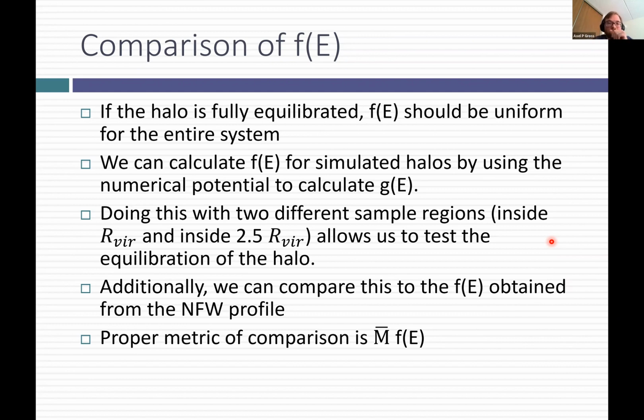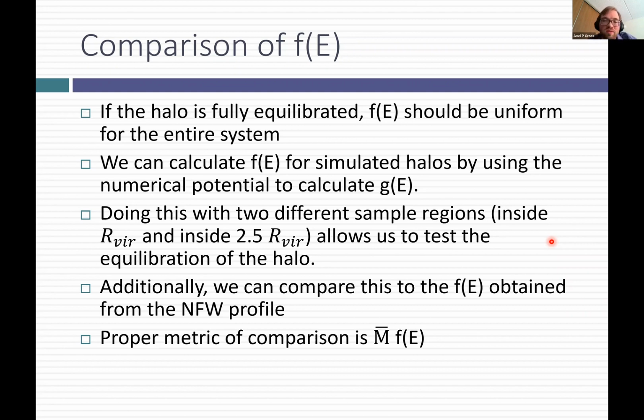If we do this for two different sample regions, counting inside the virial radius and counting inside 2.5 times the virial radius, this allows us to test the equilibration of the halo. If the halo is perfectly equilibrated, you'll get the exact same thing, even though you count a higher number of particles inside 2.5 times the virial radius. Your density of states is higher, and it should cancel out if it's perfectly equilibrated. But realistically, it's not going to be exactly the same.